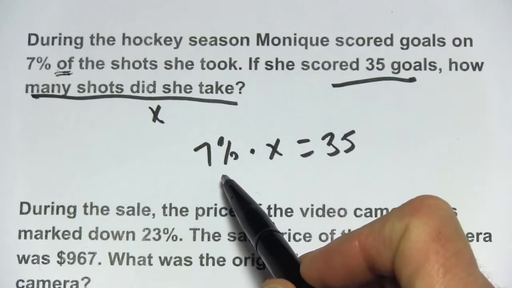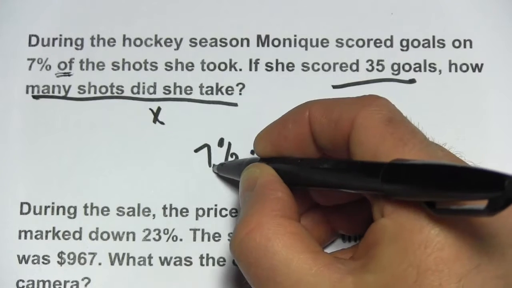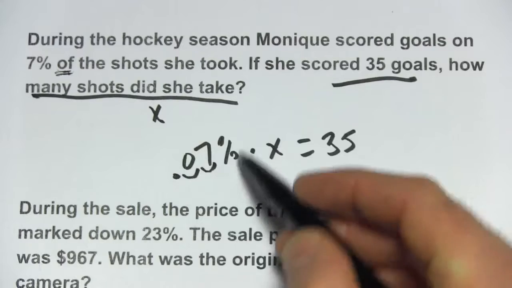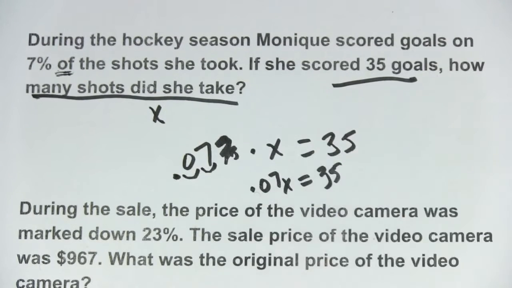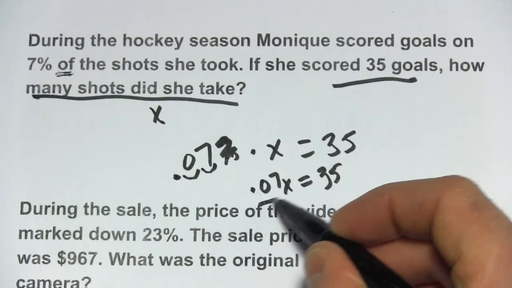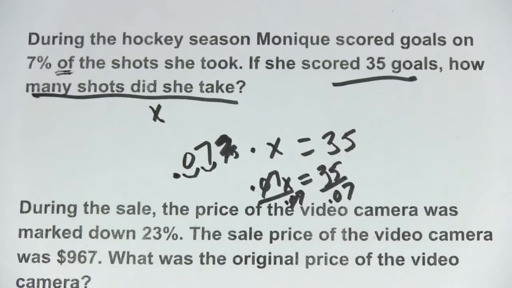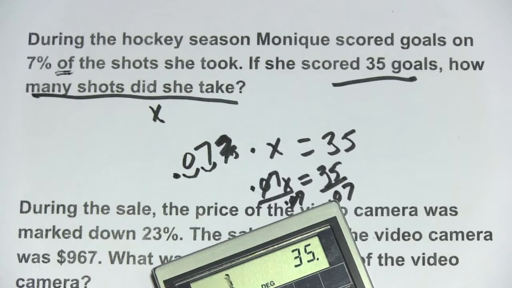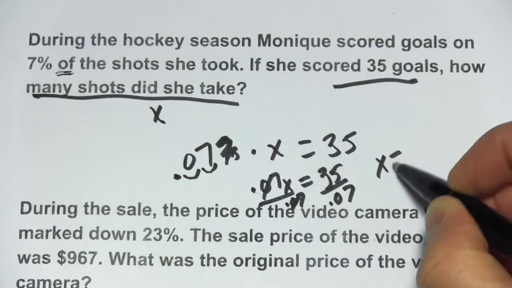Now, of course, to actually multiply a percent, we have to convert this to a decimal. To convert a percent to a decimal, you move the decimal point 2 places to the left. So this is going to be 0.07. So 0.07x equals 35. To solve this now for x, we would divide by 0.07. Over here, we're going to get x. Here we have 35 divided by 0.07. I would just bring up my calculator for that. 35 divided by 0.07, and that is 500. So she took 500 shots.